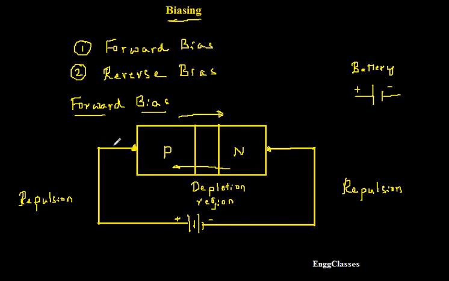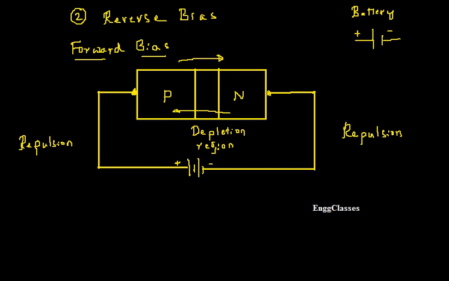Is that okay? So this is what happens in the case of forward biasing. Under forward bias, I would say that the diode conducts. That is a very important point, and a very important conclusion that I made. Diode conducts. When does a diode conduct? The diode conducts during forward bias.